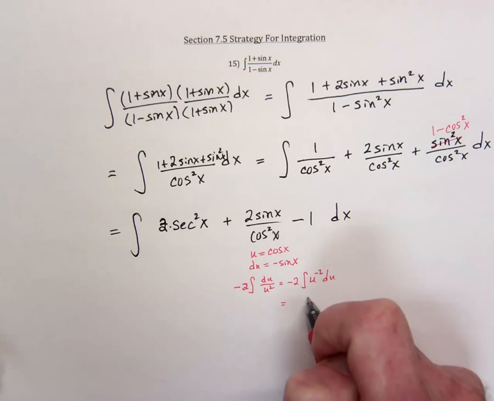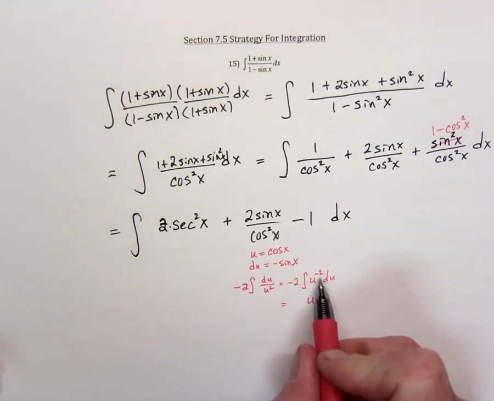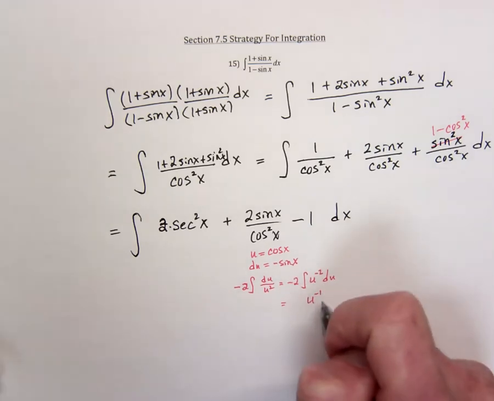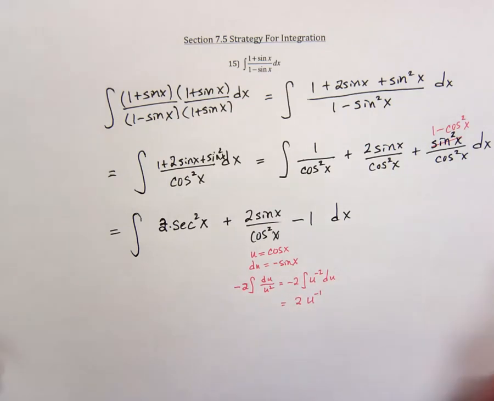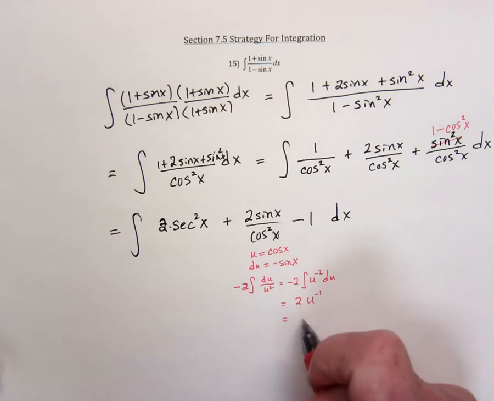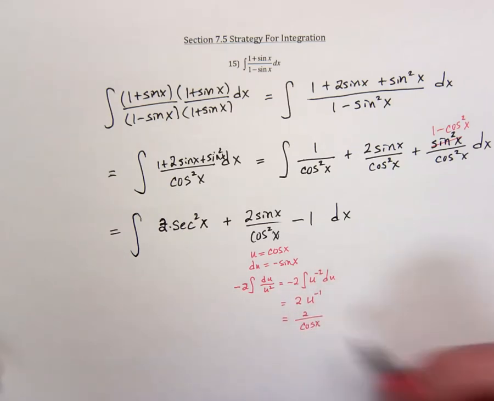And that would be, let's see, add 1 to the exponent, a negative 1. So u to the negative 1 over negative 1, which would then make this be positive. So then that would be 2 over the u. So 2 over the cosine.